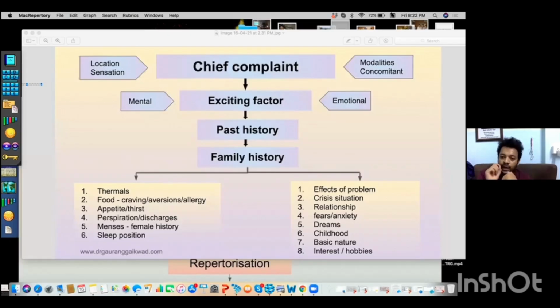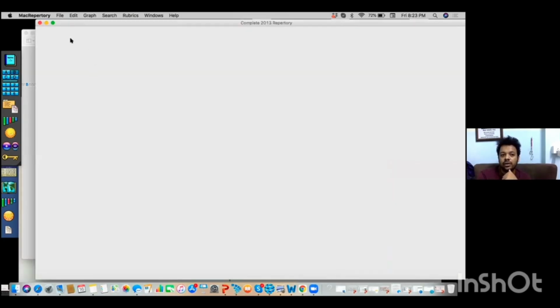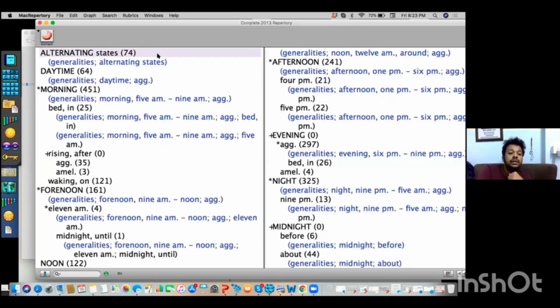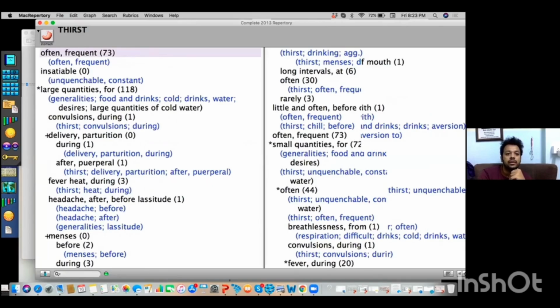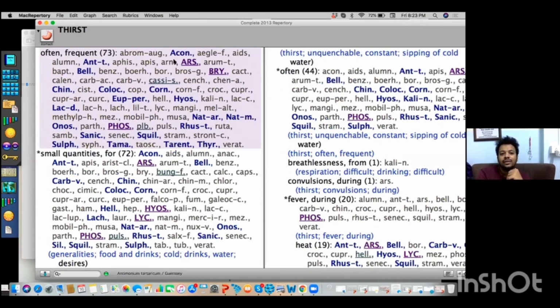When someone says, I feel hungry, you have to ask them, when do you feel hungry? I feel hungry more at night, especially after 12 o'clock. Hungry at midnight. Increase in thirst is not only arsenic and bryonia. Thirst, let's say, frequent thirst. What we normally think, we think it has to be arsenic and bryonia. But there are many remedies. There is pulsatilla also. And we normally think pulsatilla is thirstless. So interesting. So be open, be flexible.